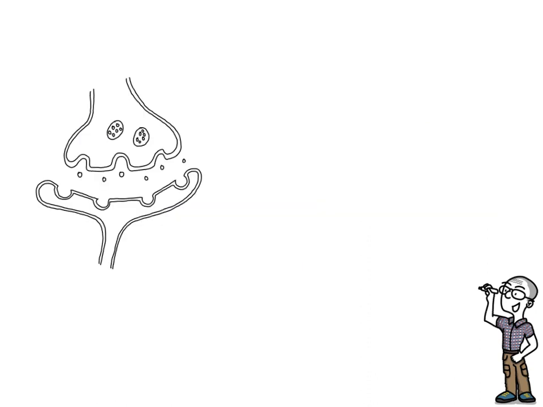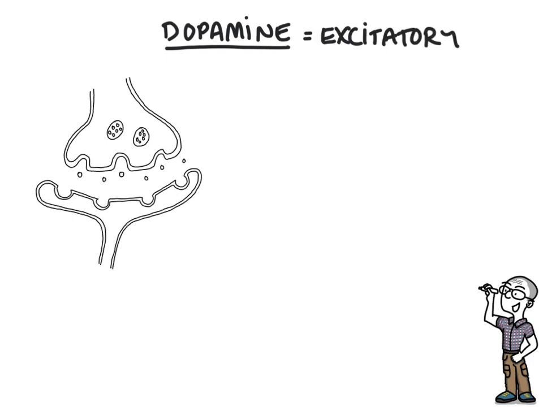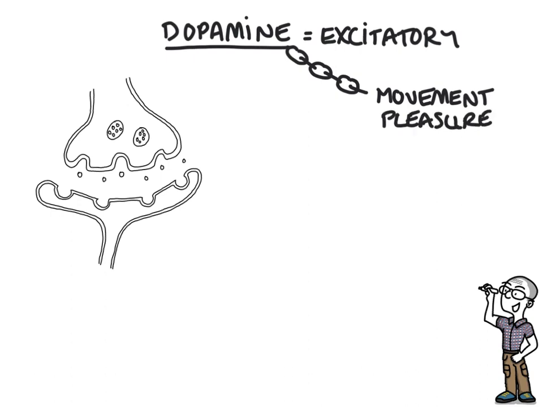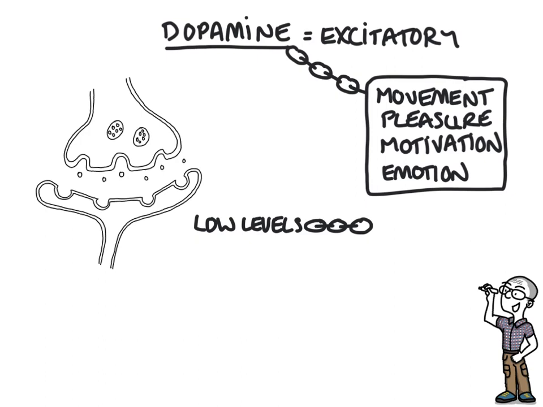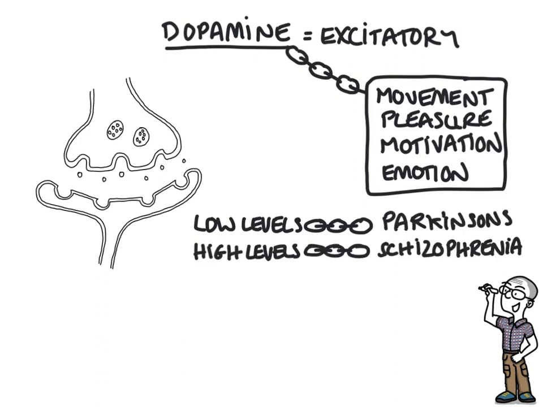As a typical example, we can consider dopamine as an example of an excitatory transmitter that is linked to several functions including motor behaviour, pleasure, motivation and emotional arousal. Low levels have been linked to Parkinson's disease and higher levels have been linked to schizophrenia.